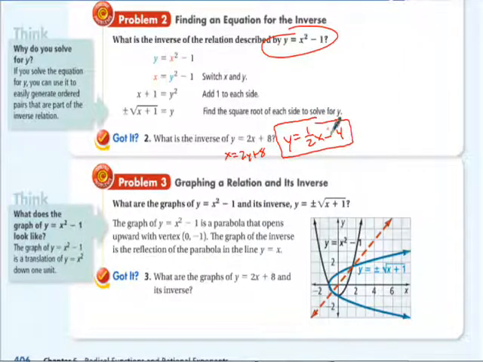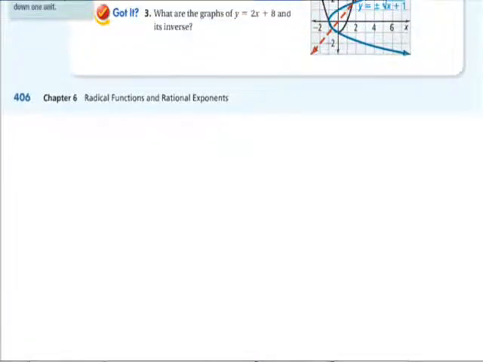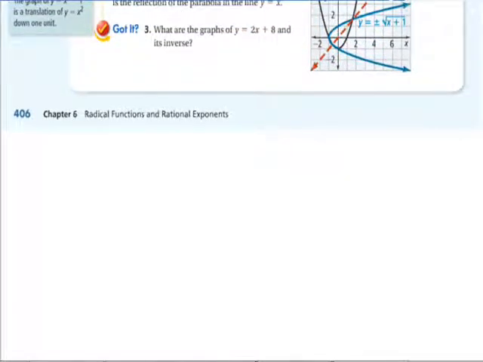Graphing a relation and its inverse. We've done all sorts of graphing, so this is just another example of can you graph what you're supposed to. We're actually going to graph y equals 2x plus 8, which is what we just did. We're going to graph that and its inverse. So go ahead and pause the video right now. Graph y equals 2x plus 8 and its inverse. Go ahead and pause the video now.